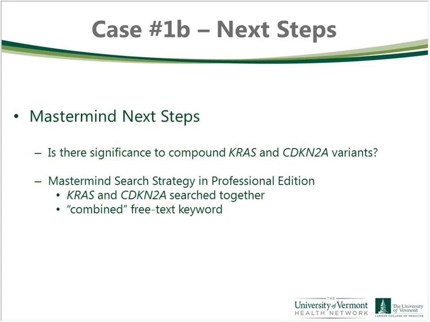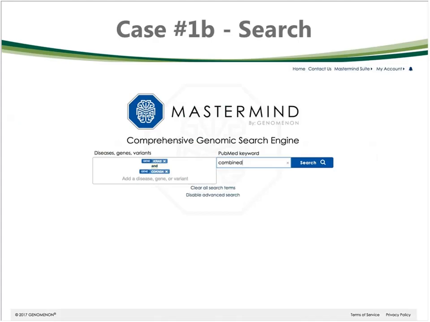And so in this particular scenario, showing again the main search page and then the advanced search options, I've included both the KRAS gene and the CDKN2A gene, and then used a keyword, combined. So I wanted to make this clear. At this point, there's still a little bit of art involved in the searching when you're doing these higher level searches. So I tried a few things. I tried combined, I tried concomitant, I found a few others. So sometimes you have to be a little bit creative.